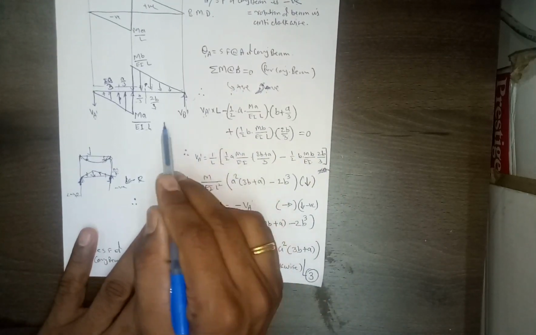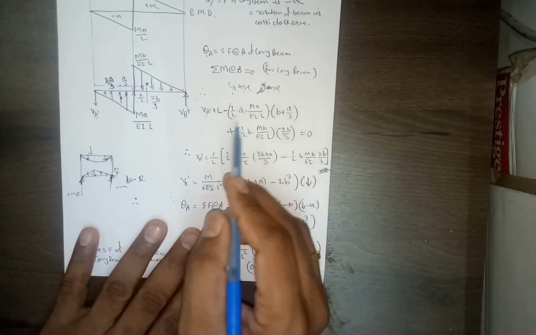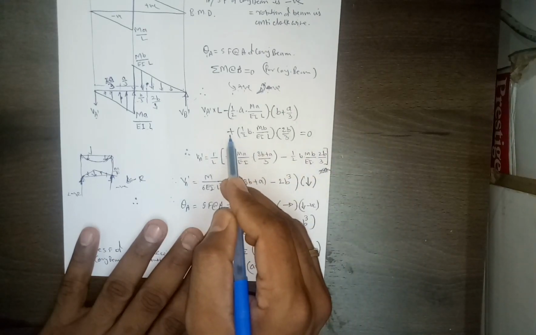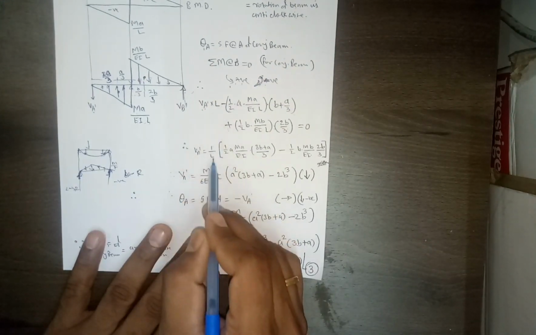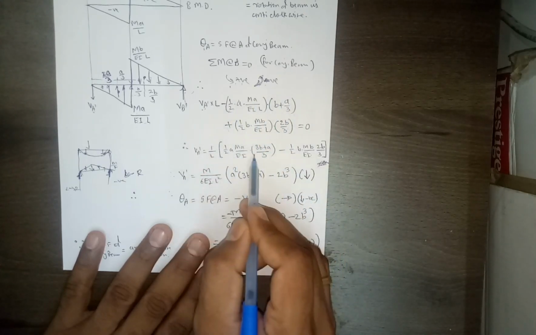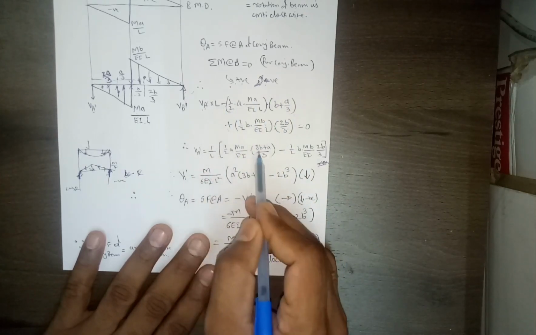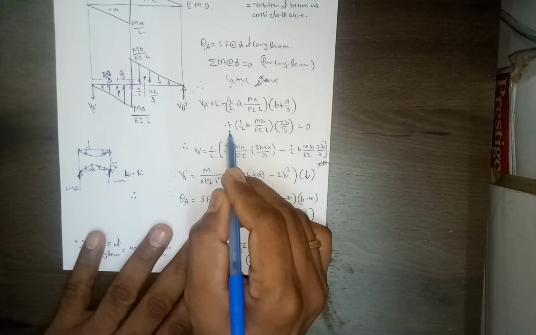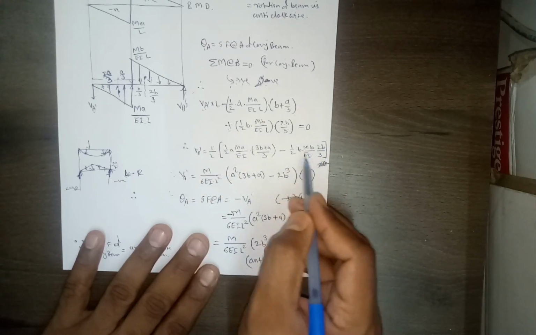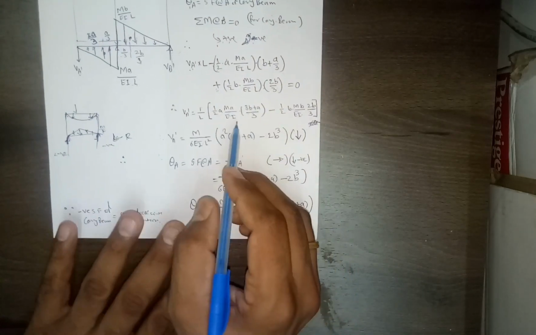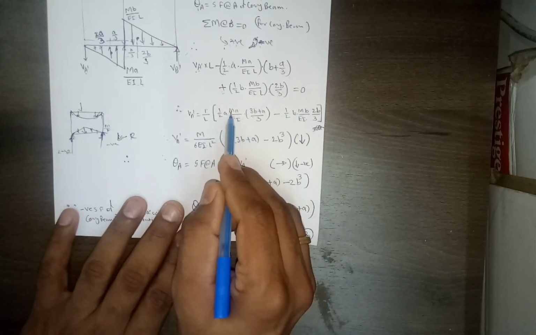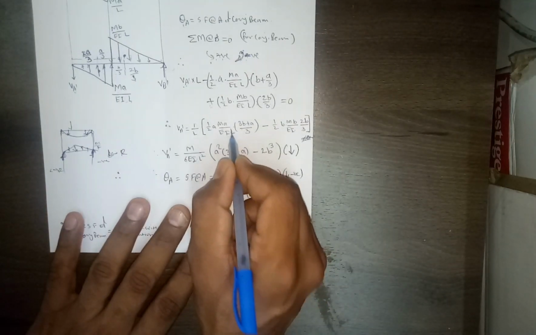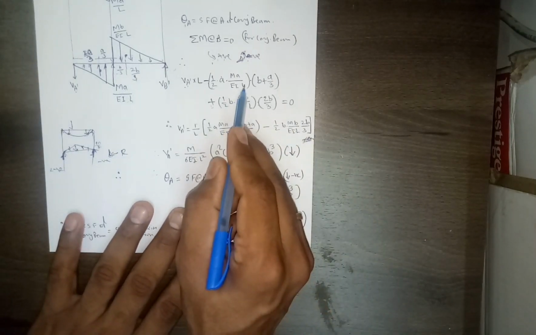Now we'll keep this VA dash on one side, and bring all other terms to the other side. So this positive will become negative, this negative becomes positive, and this positive becomes negative. This L is coming from here. Now it was negative here, so it will be positive on the right hand side. This term on the left hand side, since it is positive, on the right hand side will be negative. Now we can take M by EI into L, sorry, here there should be L, because this L is there.